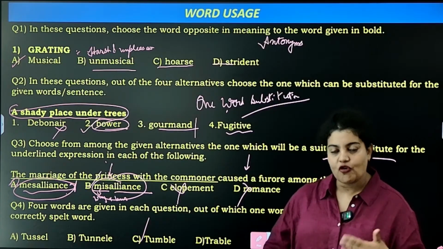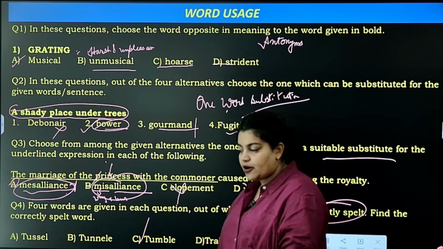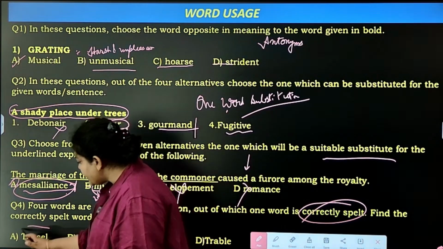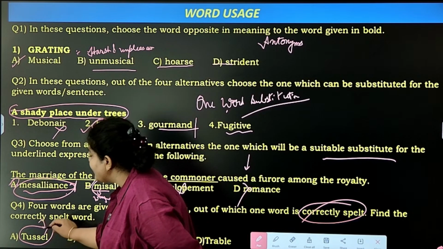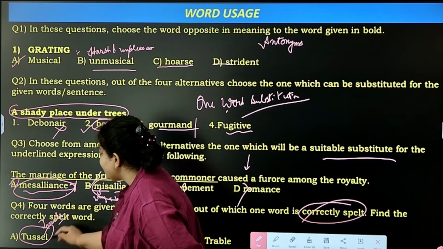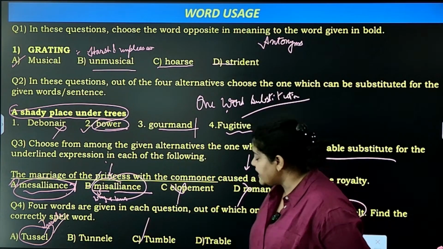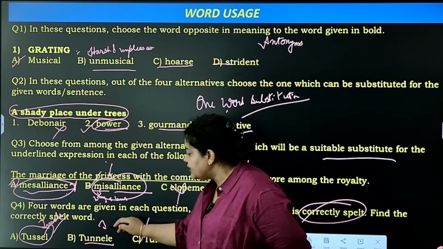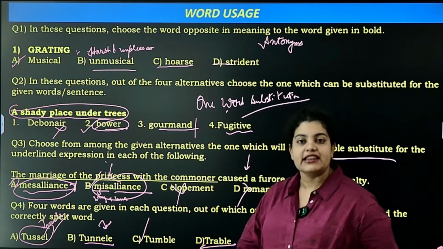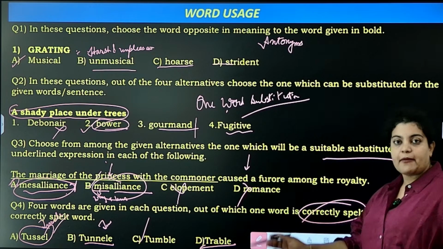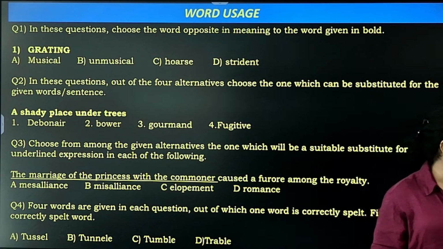Tumble is to fall down without hurting yourself, okay, you tumble down, right? What should be the correct spelling of this word? Tussle. It's actually tussle. Tussle stands for a fight, a tussle between the two of them. And this is tunnel, and this is trouble. So vocabulary questions also come on spellings. I am sure that you are through with this. Any queries here in this slide?